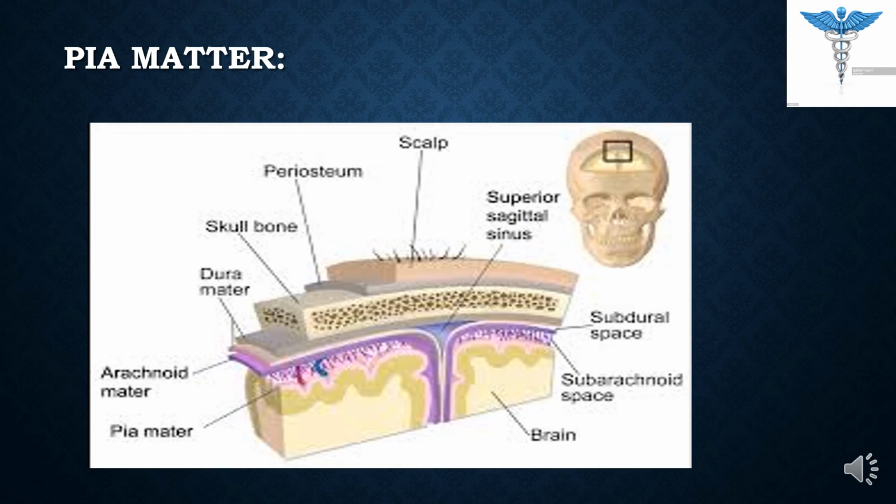Now, last but not least, we have the pia mater, and the pia mater is vascular in nature. It covers the gyri and even moves deep into the sulci, and this pia mater extends over the cranial nerves and fuses with their epineurium.